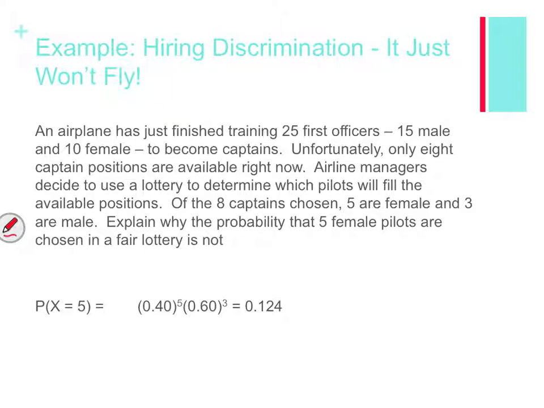Example: hiring discrimination, it just won't fly. Sampling without replacement. An airline just finished training 25 first officers, 15 male and 10 female, to become captains. Unfortunately, only 8 captain positions are available right now. Airline managers decide to use a lottery to determine which pilots will fill the available positions. Of the 8 captains chosen, 5 are female and 3 are male. Explain why the probability that 5 female pilots are chosen in a fair lottery is not the same as what I have written down here.